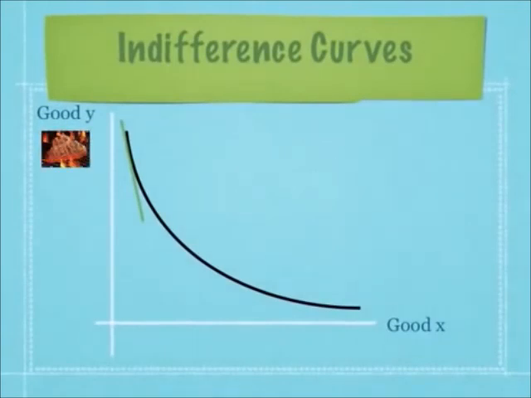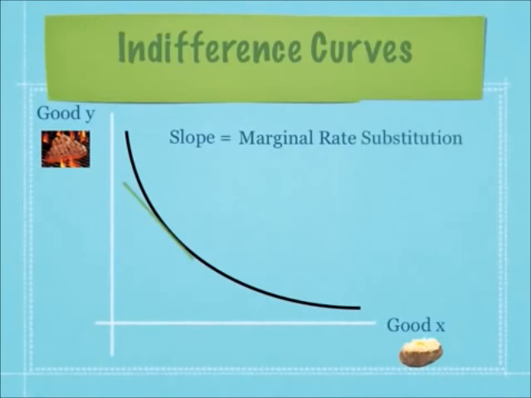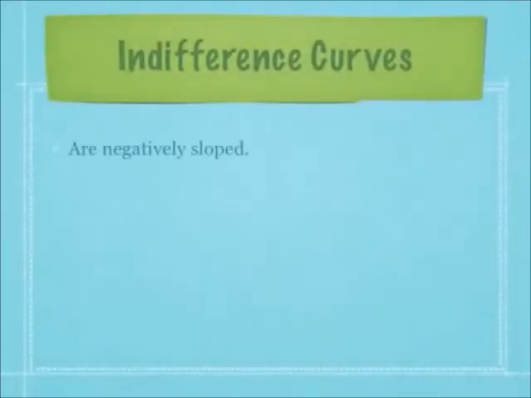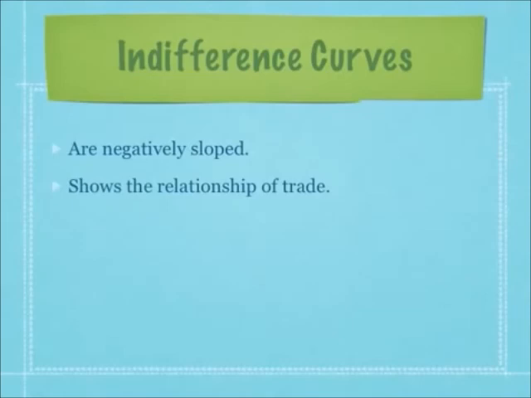So again, on good Y we have steak, and good X is potato, and we look at slopes of lines. And that's what measures the trade. Slope we call the marginal rate of substitution. It's the change in product Y divided by the change in product X, which is the slope of the line. In this case, it's the change in quantity consumed of steak divided by the change in quantity consumed of potato. Indifference curves are negatively sloped. So is the relationship, the trade between two goods, in this case X and Y, steak and potatoes.